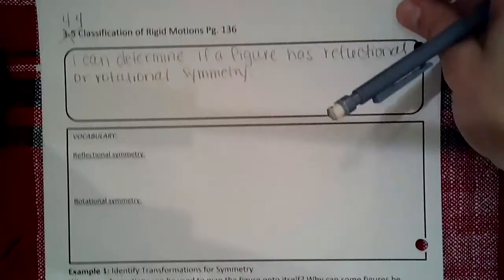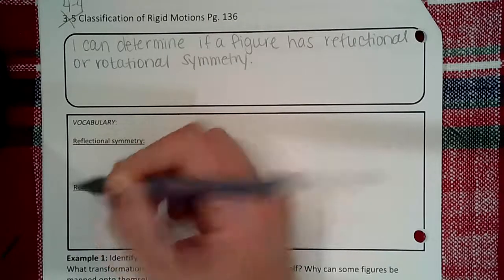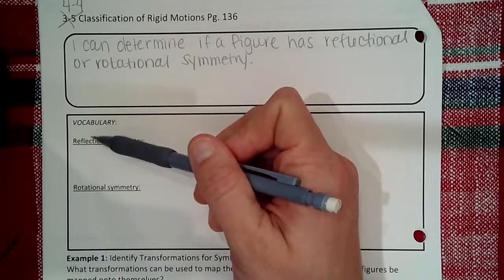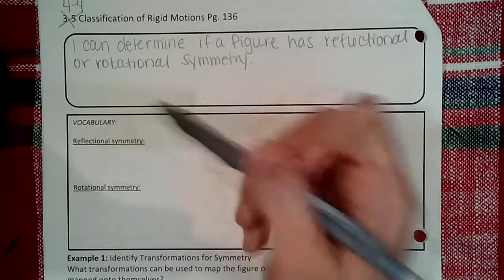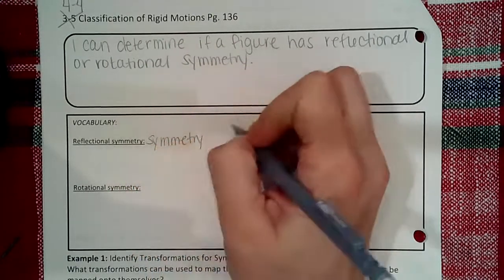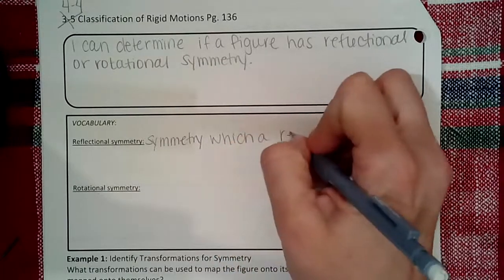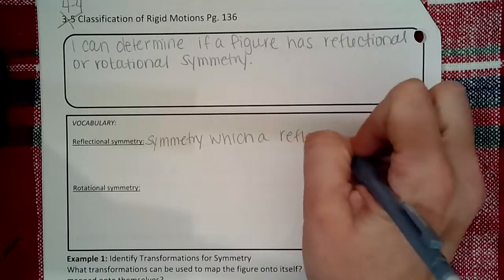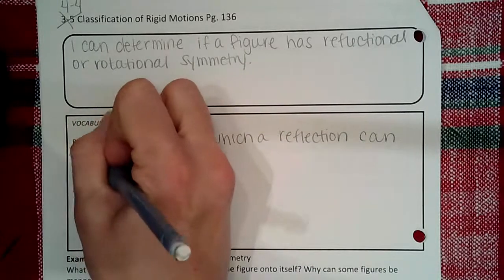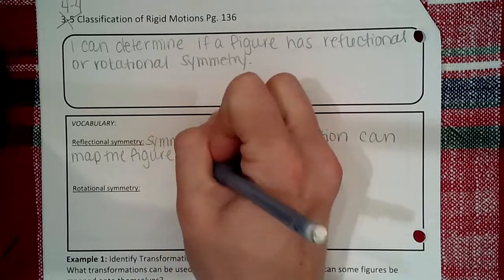So let's start by talking about what the two types of symmetry are. We have reflectional symmetry and rotational symmetry. These are words that we've used already. These are both rigid motions. So reflectional symmetry is symmetry in which a reflection can map the figure onto itself.